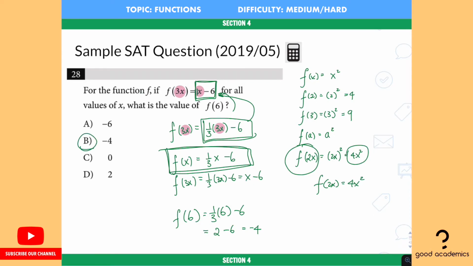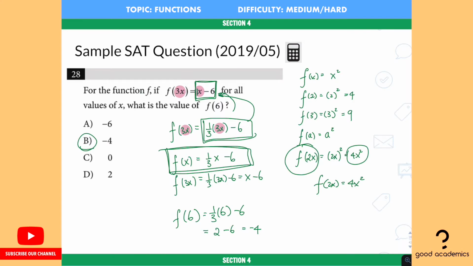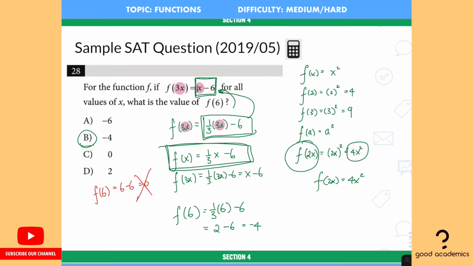Now, the reason why it's so difficult is because, based on my observation, a lot of students may not be really diligent in terms of following notations. So when they see f of 6, one thing that could appear if you do it wrong is that people would do this: f of 6 is equal to 6 minus 6, and that's why they may pick 0. This is very, very wrong because this is only true if f of x is equal to x minus 6. But it's not.